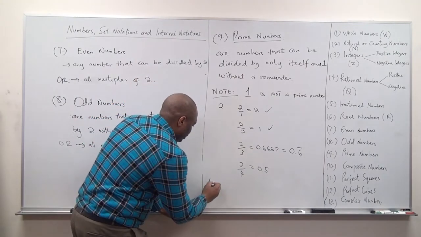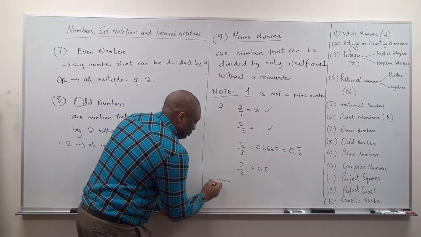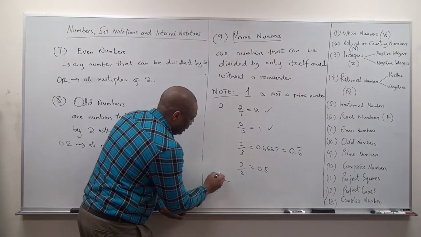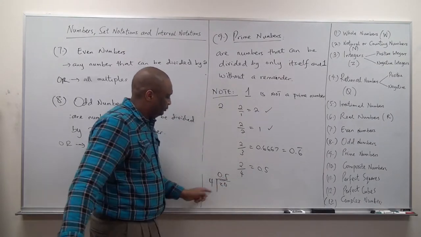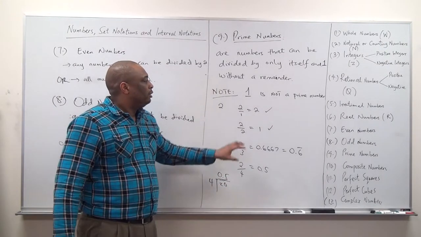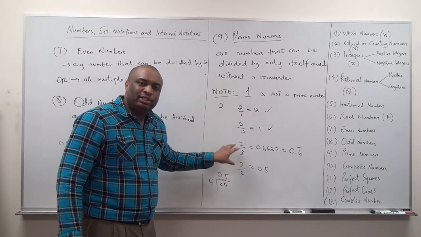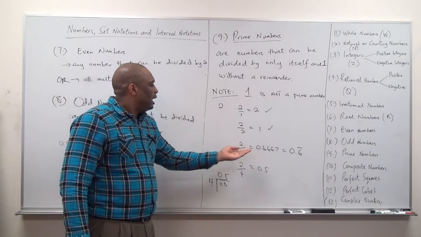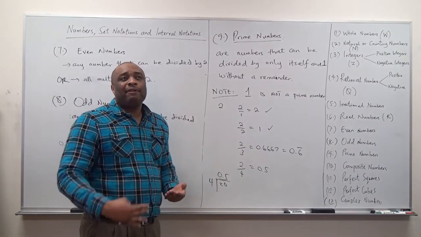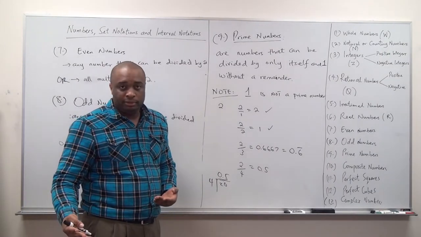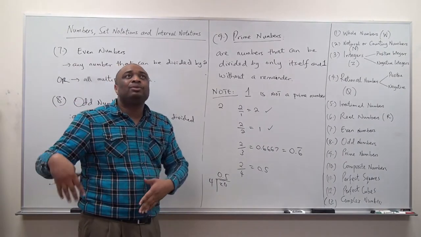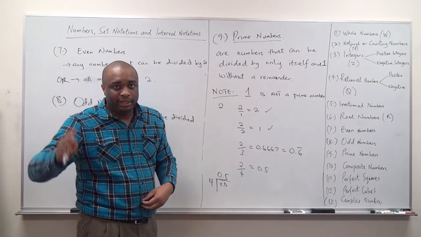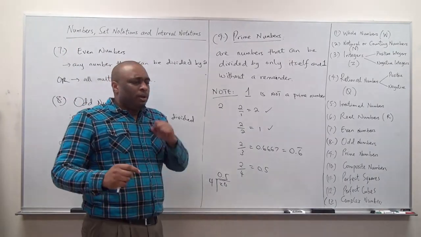Alright, or even just use your division. 4 into 2, 0.25. 0.5. So, that tells you that 2 is a prime number, because any other number that 2 is divided by, 5 will give you a 0.4. 2 divided by 6 will give you like 0.3, 3, 3, 3, 3, and the rest of it.